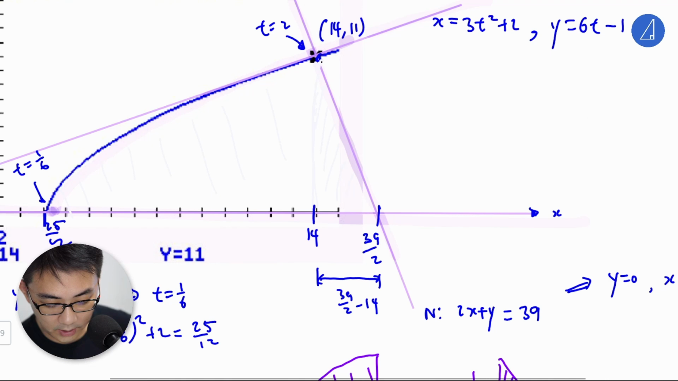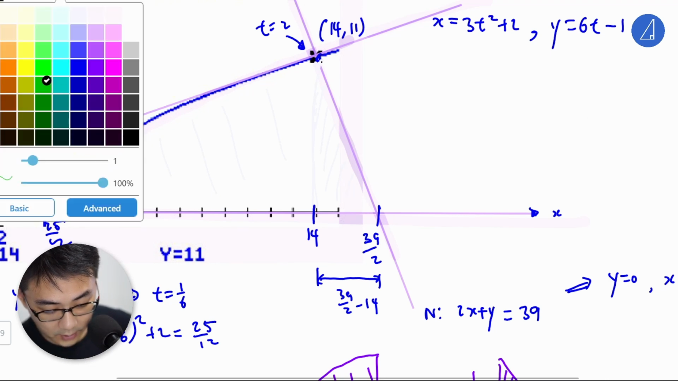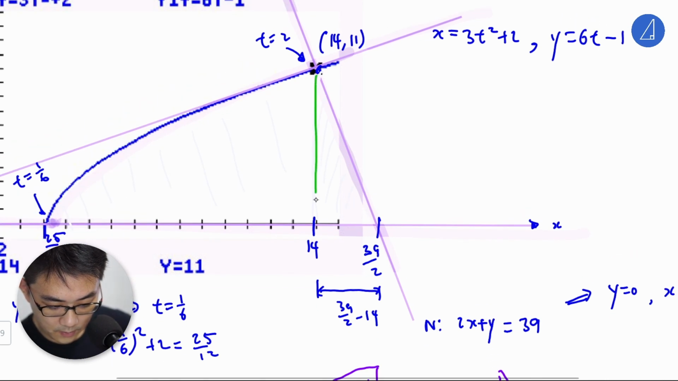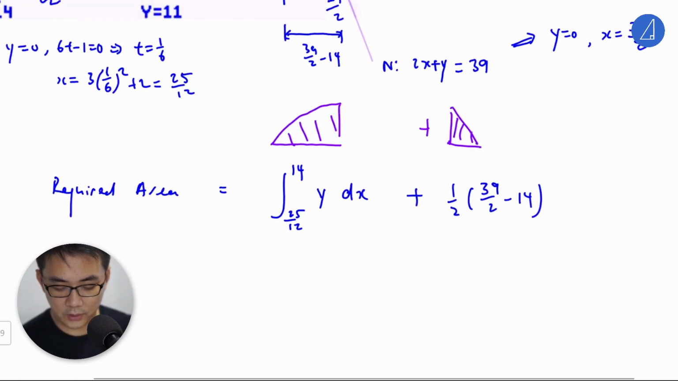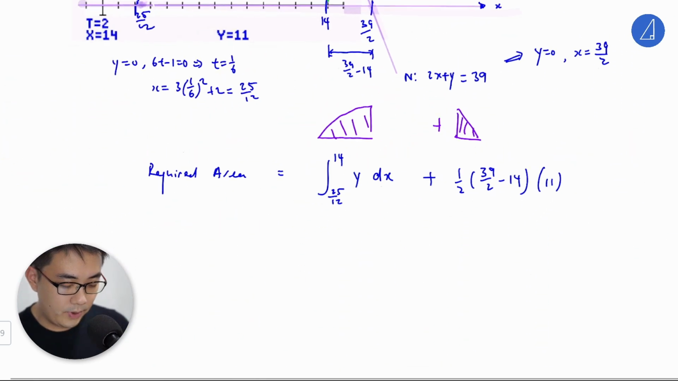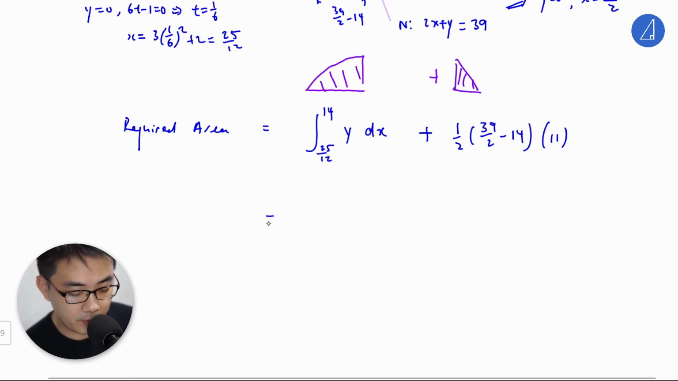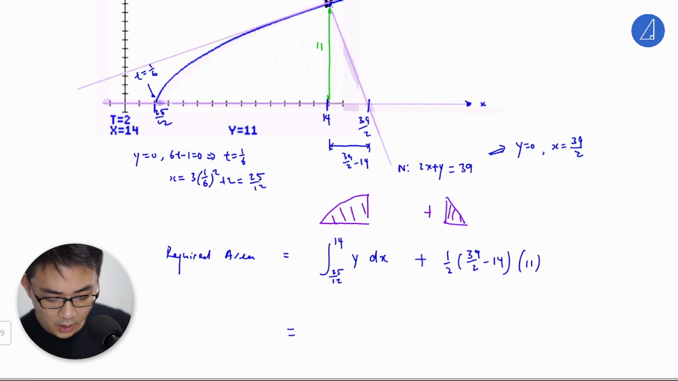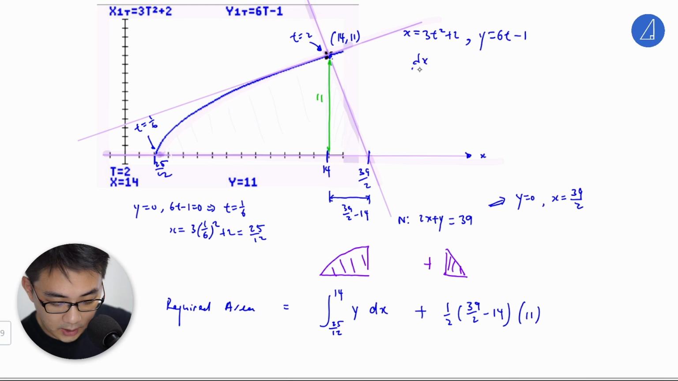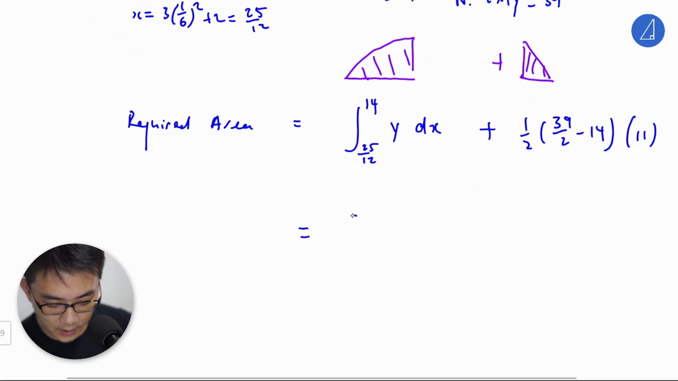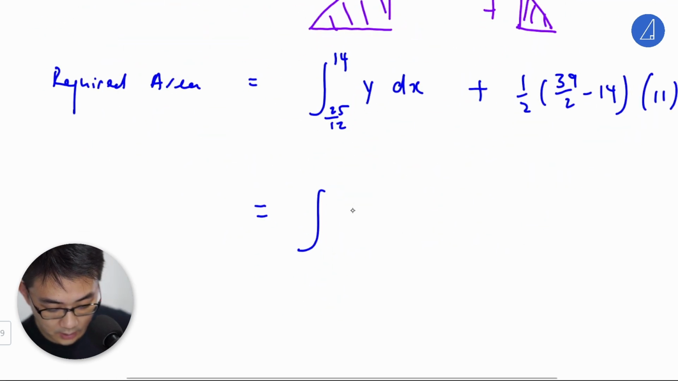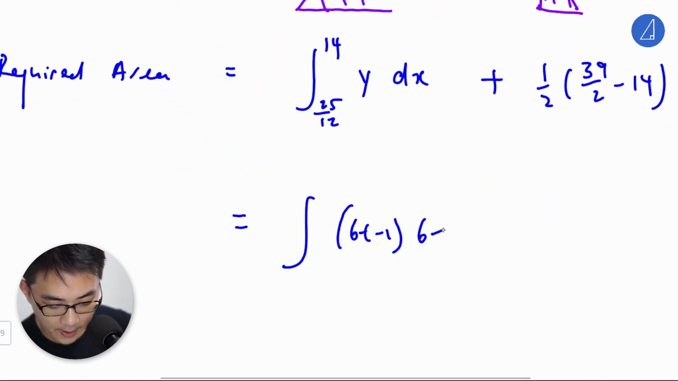So I'm going to just write this down. This is actually 11 units. Right. So the area of the triangle is not an issue. Half times base times height. But what we need now is to change this to the parametric form, which we have y is 6t minus 1. So dx/dt is actually 6 as well. So just remember dx is actually 6 dt. So in this case y is actually 6t minus 1, and dx will just be 6 dt.